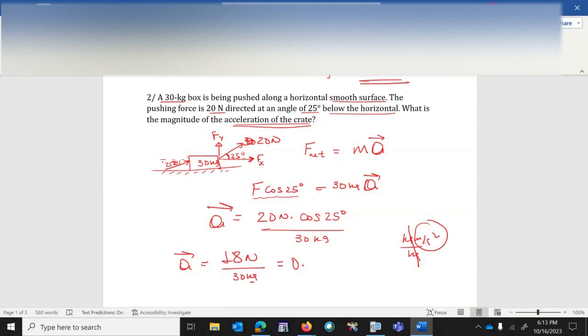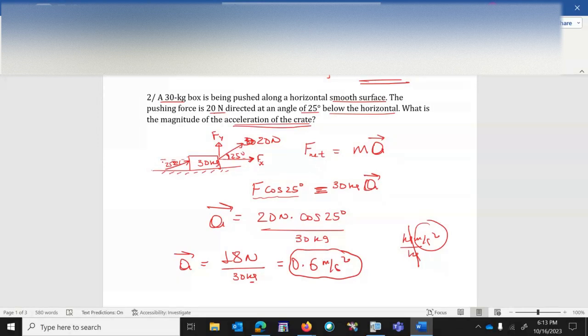Let me double check this one. 18 divided by 30 is 0.6 meters per second squared. You can double check this by yourself. Anyway, the main thing is this: the mathematical part, you can use the calculator and check yourself, but you have to understand the problem.